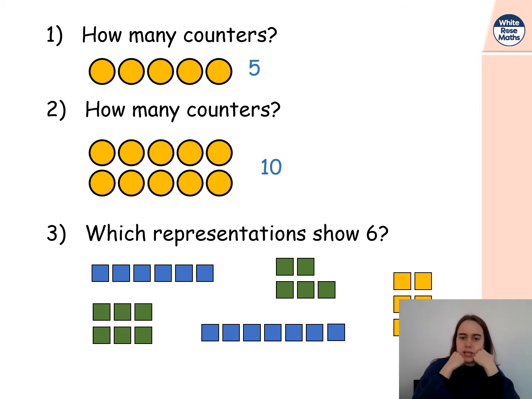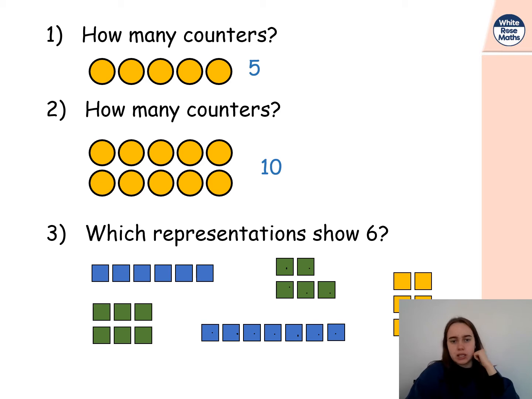And then down here, which representations show us 6? So which representations, which group of squares shows 6? Have a go at counting them up. I might choose this green group here and count them up. It says 1, 2, 3, 4, 5. So that's not 6. So that's not a representation of 6. How about this blue group? 1, 2, 3, 4, 5, 6, 7.